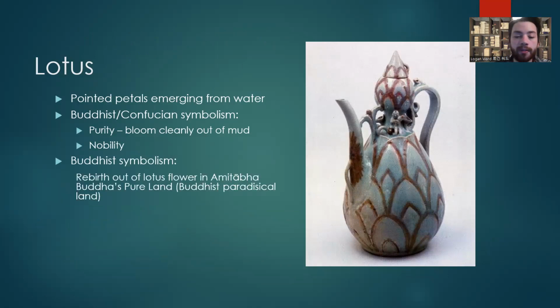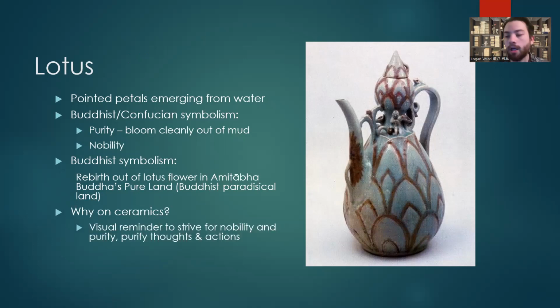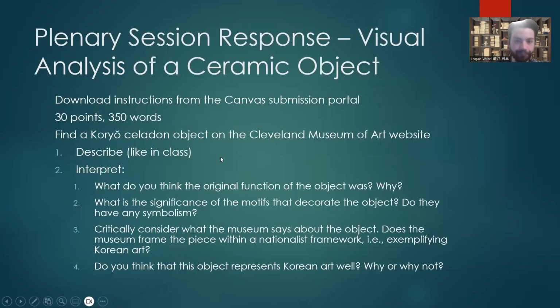There's Amitabha Buddha. You don't need to know who this is. He's usually symbolized as being reborn in the Pure Land, coming out of a lotus blossom. So that's one of the places that it comes from. And so why is it on ceramics so much? Well, it's that visual reminder for pure thoughts and actions, and also nobility. It can also have been commissioned by a Buddhist temple. Buddhist temples also, especially during Korea, Buddhism was the main religion. It was a state religion, so it had a lot of power at the time.